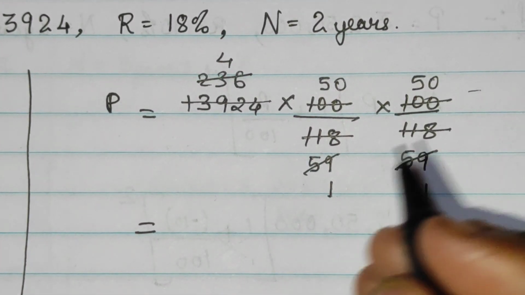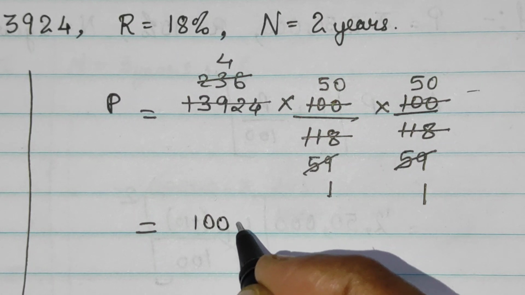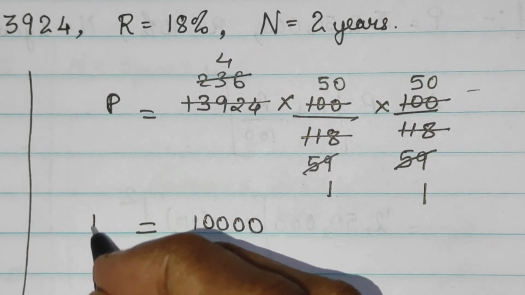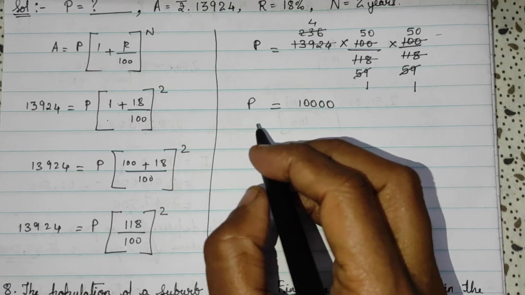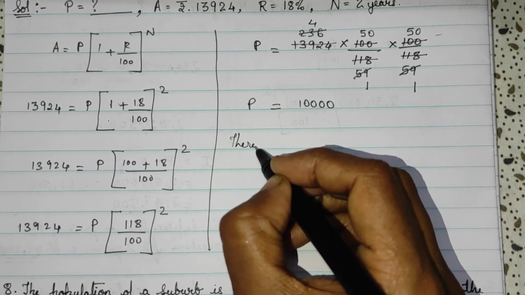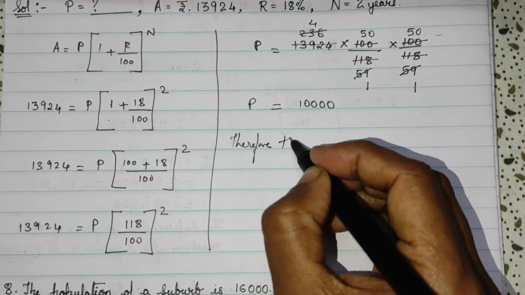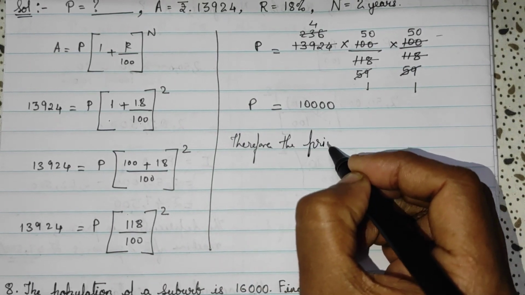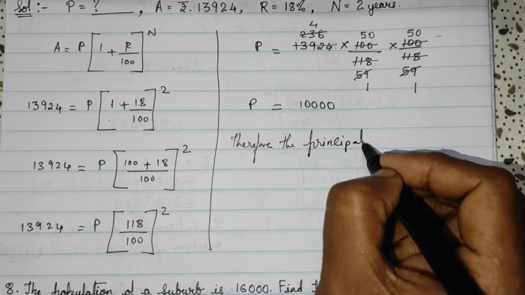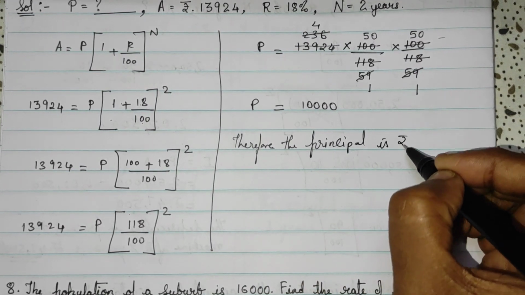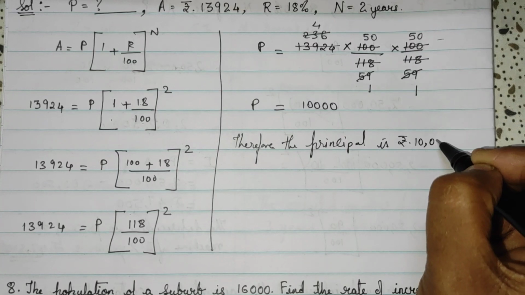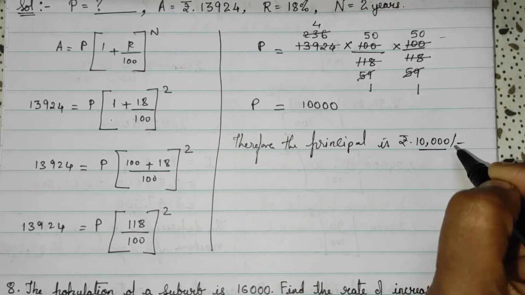So that will be equal to 10,000. Therefore, the principal is rupees 10,000.